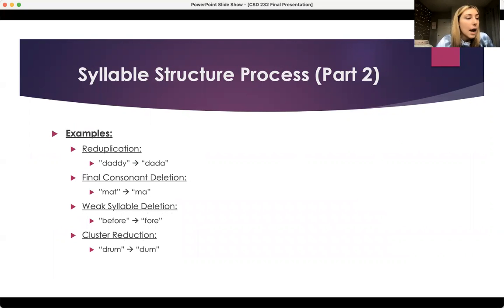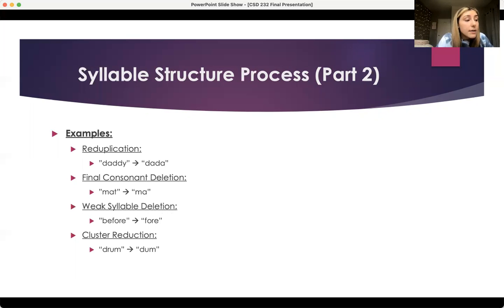So on this slide, I will be providing some examples for each of the different parts of the syllable structure process. So for reduplication, here we have the word daddy going to dada. Here you can see that there is repetition of the first syllable of the word daddy going to dada. Next, we have final consonant deletion. We go from mat to ma. And here you can tell that the final consonant, in this case T, is omitted in the speech.